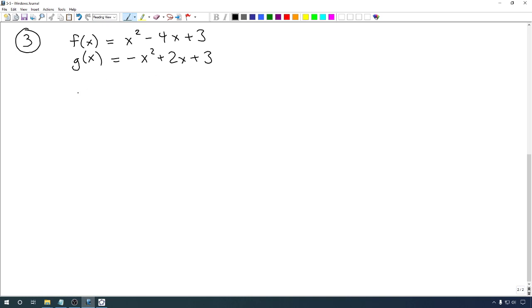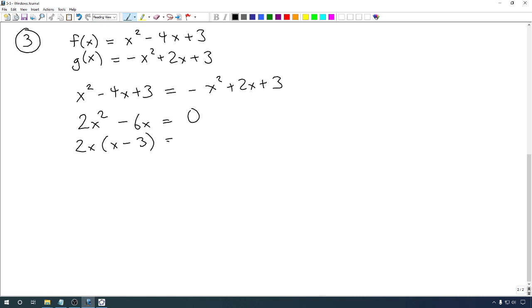So we want to know when these two curves give us the same y value. Go ahead and move everything to one side. So I'll bring an extra x squared over here. We have to subtract 2x from over here, so that makes a 6x. And of course, the 3's completely cancel each other out. We can go ahead and factor out a 2x from this. And as we suspected, when x is 0 or when x is 3, we get 0.